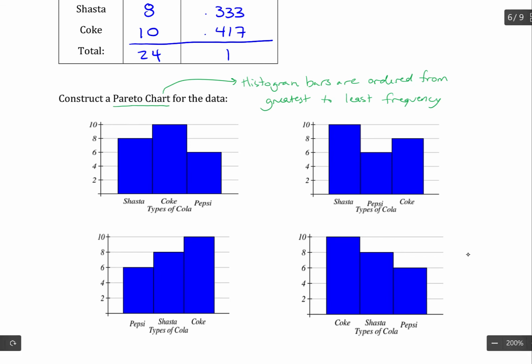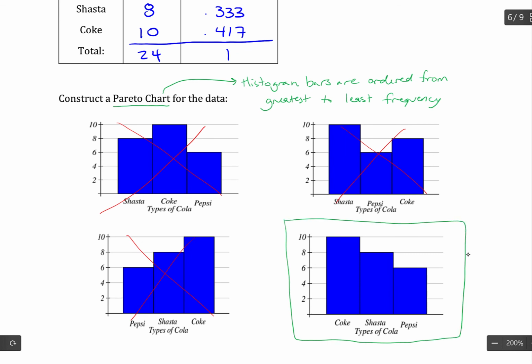So here, the frequencies aren't ordered, and neither here. This one is ordered in the wrong direction. So the correct Pareto chart is this chart here, where the histograms are ordered from greatest to least.